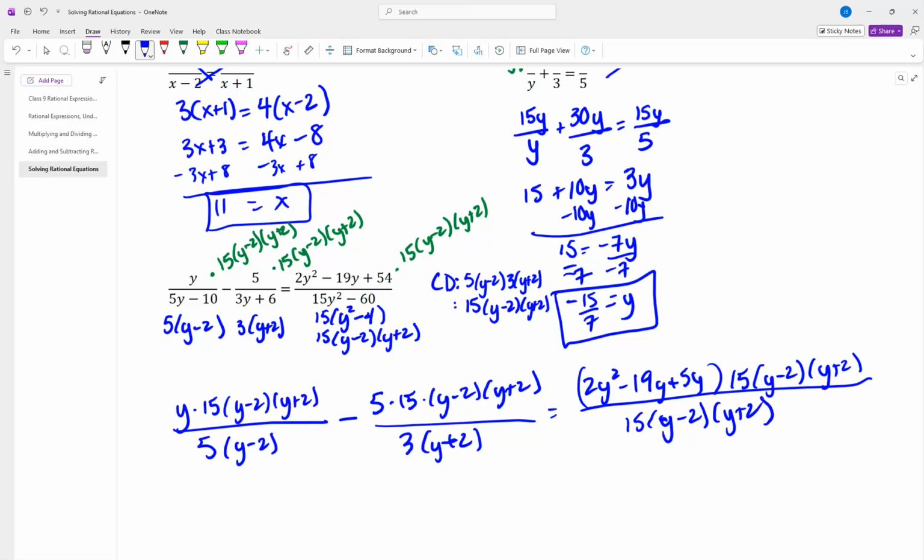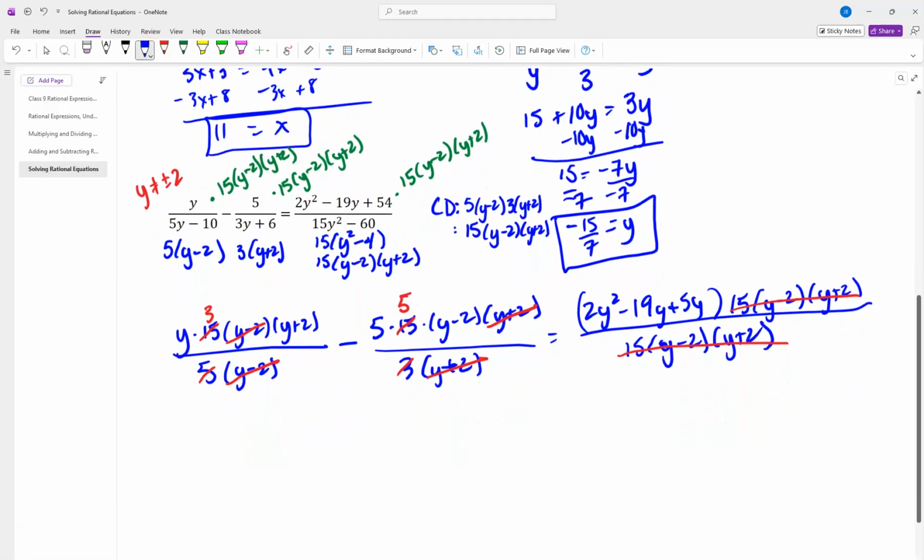Now that we have carpal tunnel, we can cancel common factors, as long as we note that y can't be plus or minus 2. 15 and 5 reduce. The y minus 2's cancel out of the first fraction. Next up, 3 goes into 15 5 times, and then the y plus 2's cancel. And then look at the right-hand side. Oh man, that felt good. All those things cancel out.